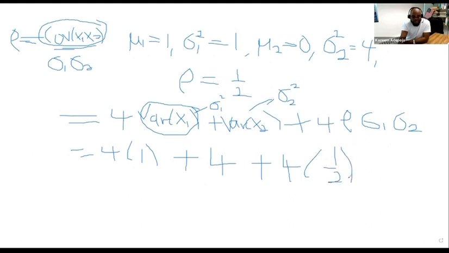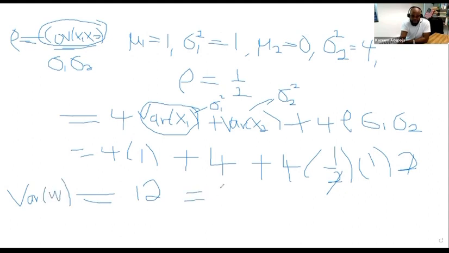What is the sigma 1? If the variance is 1, the standard deviation is 1. What is the sigma 2? The square root of that, 2, right? So 2 cancels 2. I think it's going to be 4 plus 4 plus 4. That's going to be 12. Now the variance of W is equal to 12.